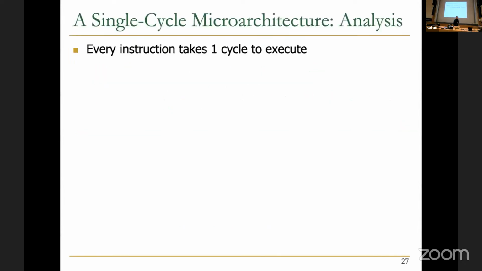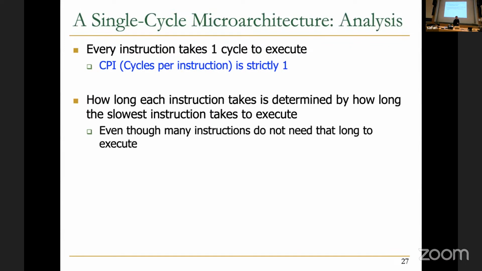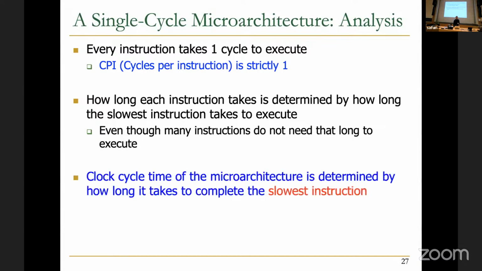Okay, so let's take a look at the single cycle design. Basically, in a single cycle design, by definition, every instruction takes 1 clock cycle to execute, and CPI is strictly 1, right? But how long each instruction takes to execute is determined by the slowest instruction to execute. Even though many instructions may not need that long to execute, right? For example, an add may need only some combinational logic, but a more complicated load instruction may need much more combinational logic to execute, much more delay. So as we discussed last time also, the clock cycle time of the single cycle microarchitecture is determined by how long it takes to complete the slowest instruction.